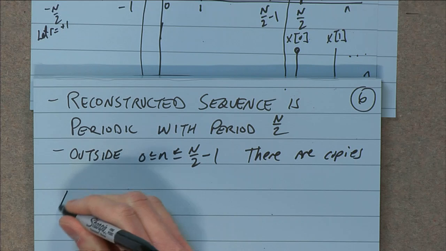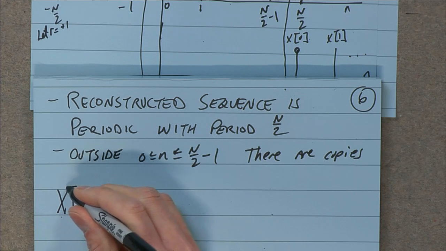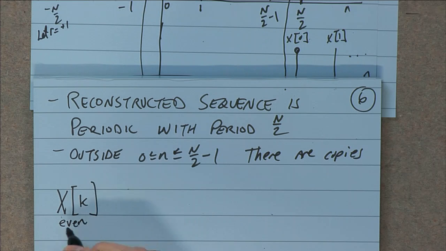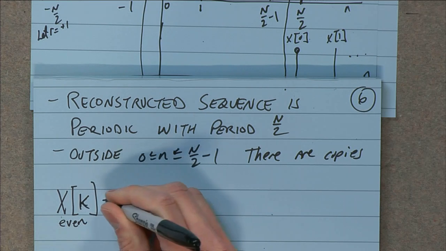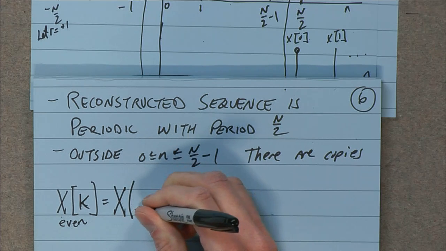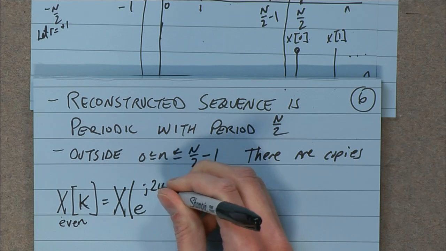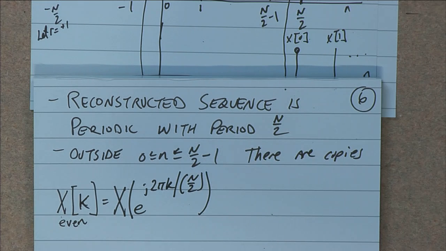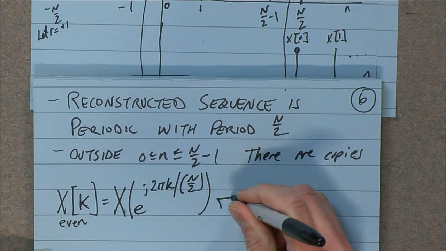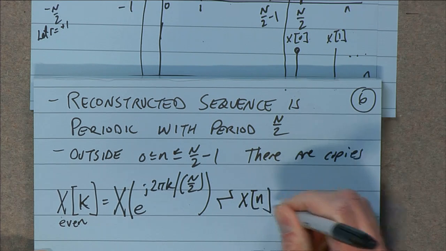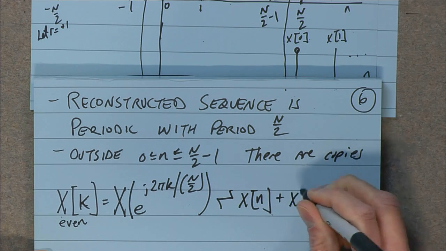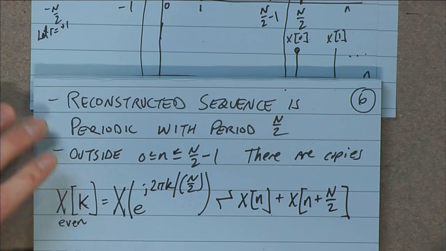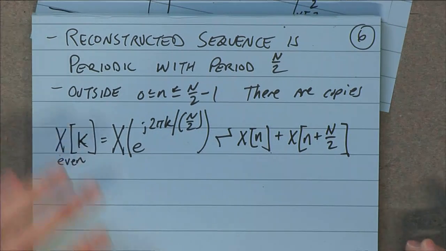So if we carefully look at this, I think, how do I want to do this? The even samples, xk, and this is what? These are the samples, 2 pi k all over n over 2, samples of a DTFT, are what? X of n plus x of n over 2. So we kind of folded the sequence back on top of itself.